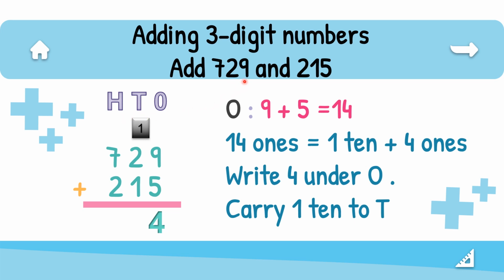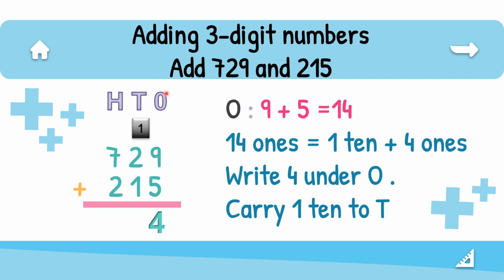Suppose you have to write 729. So start writing from your right hand side, that is ones place. Write this 9 on ones place, then this 2 on tens place and this 7 on hundred place. Again this 5 on ones place, this 1 on tens place and this 2 on hundred place.